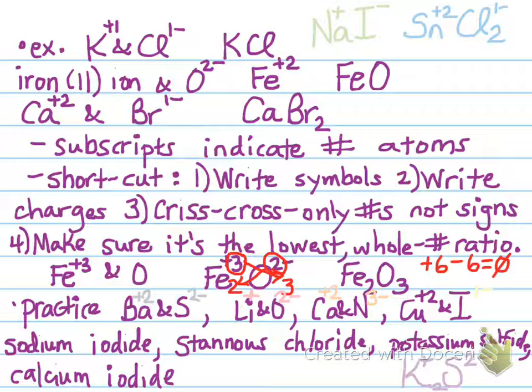And calcium iodide. My symbol for calcium is Ca. It's in group 2A, so it could lose 2 or gain 6. It's going to lose 2. Symbol for iodine is I. Okay. It is in group 7A, so it can lose 7 or gain 1. It's going to gain 1. So my formula is CaI2 when I crisscross down.